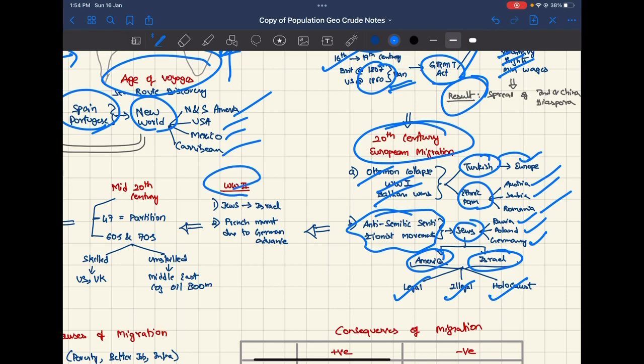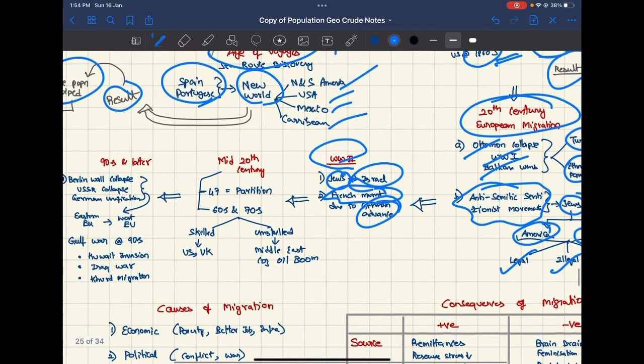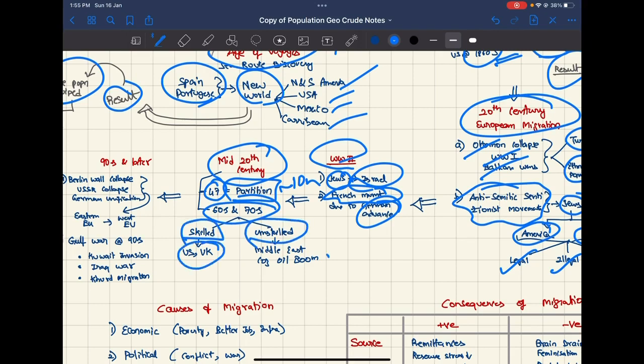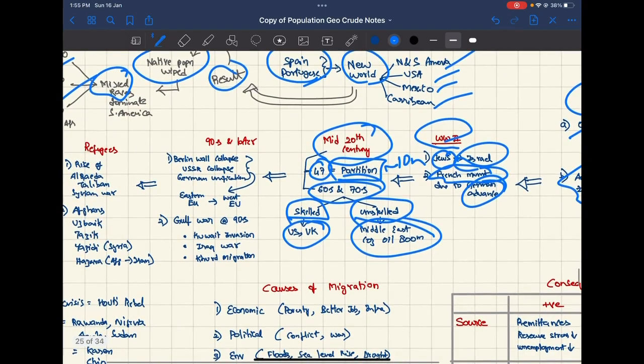In World War II, Jews moved to Israel, and the French moved due to the German advance. In the mid 20th century, with the 1947 Indian partition, almost 10 million moved. In the 60s and 70s, India's skilled people moved to the US and UK. Unskilled people moved to the Middle East due to the oil boom to work as labor.